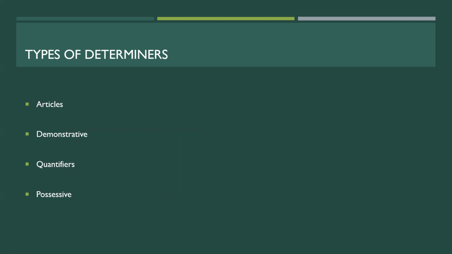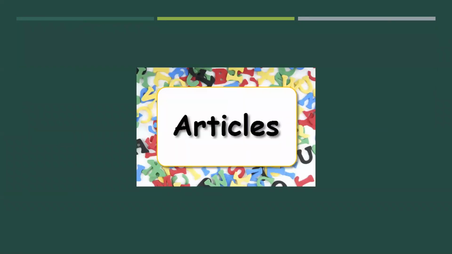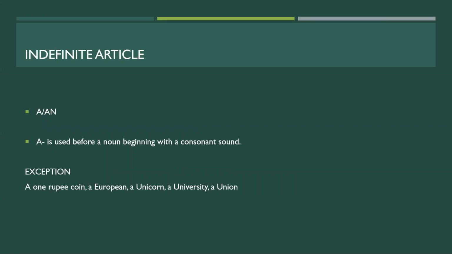Articles, as we know, are a, an, and the. So first let's talk about the articles only. Articles are of two types: indefinite and definite. The indefinite article consists of a and an. A is used before a noun beginning with a consonant sound, and we use an before those words which produce a vowel sound.